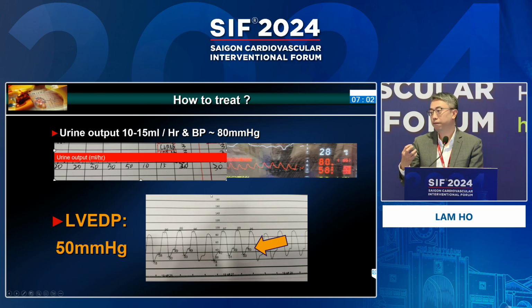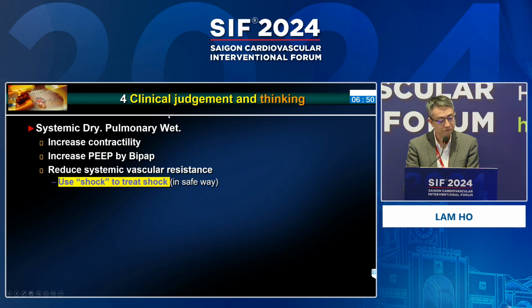Fluid is making her already very dry peripheral worse because the doctor also gave Lasix. So that's why you can see the urea increase and venous shunt down. Peripheral was dry. So how to treat? Your clinical judgment and thinking, the way of thinking is very important.